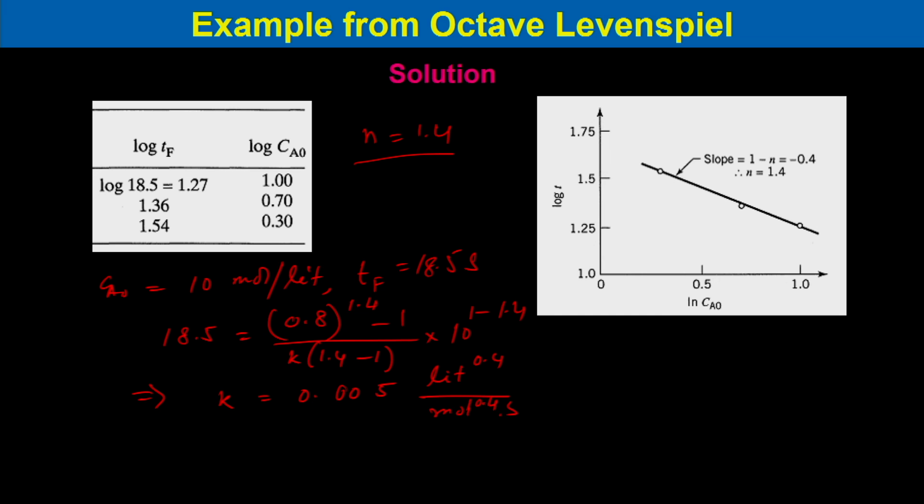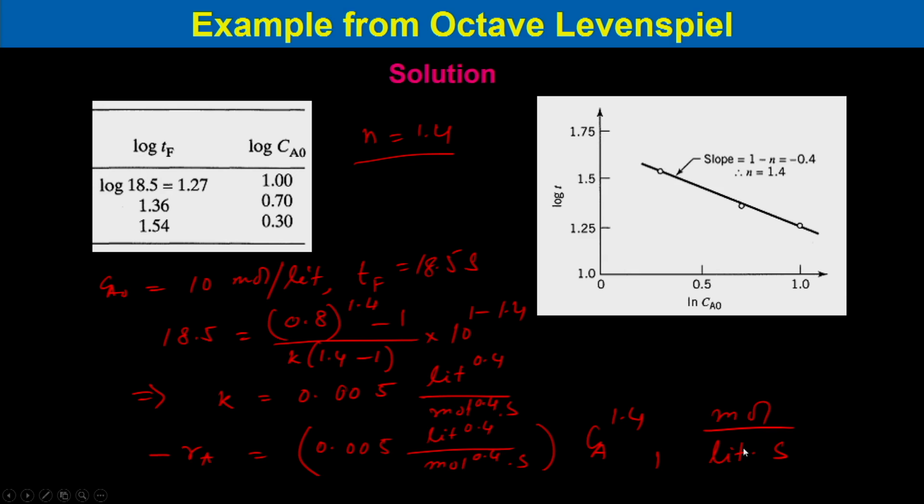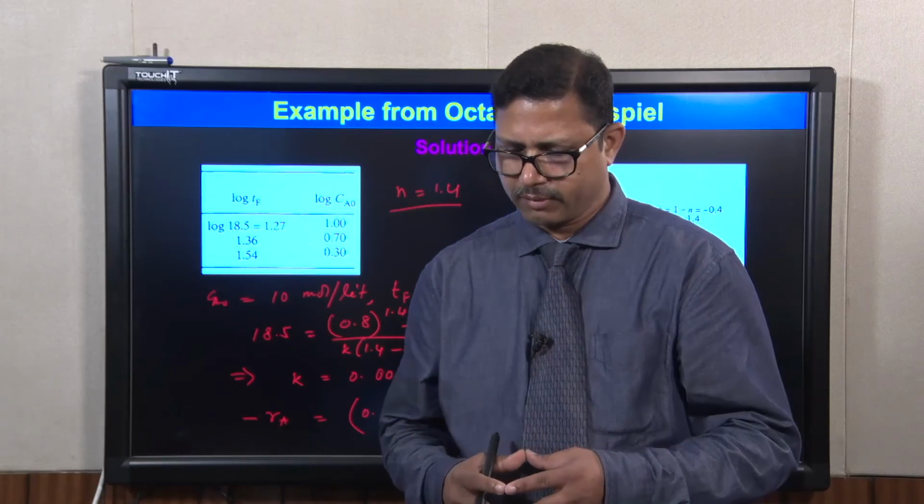So, now we can write the complete rate expression, which is minus r_A equal to 0.005 liter to the power 0.4 divided by mole to the power 0.4 into s, into C_A to the power 1.4, and this has unit of rate, mole per liter second.